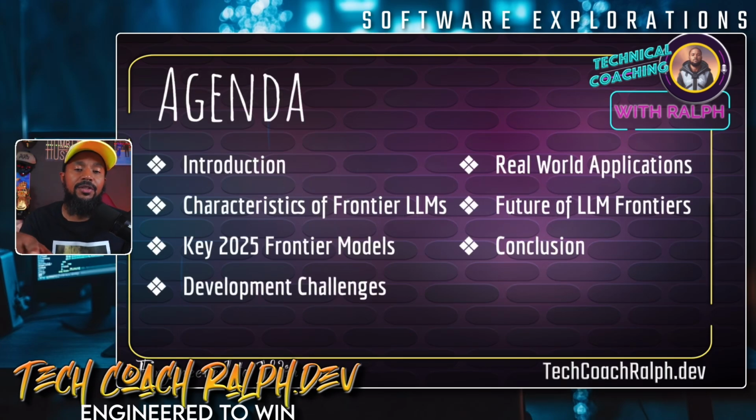So, our agenda for today is we're going to go through our introduction. We're going to give a quick little recap on large language models. We're going to talk about the characteristics of a frontier large language model, LLMs. We're going to talk about the key 2025 frontier models. What are some development challenges when building out these frontier models? And we're going to talk about some real world applications and the future of large language model frontiers, and then we're going to wrap it up with our conclusion. Right? It should be pretty quick.